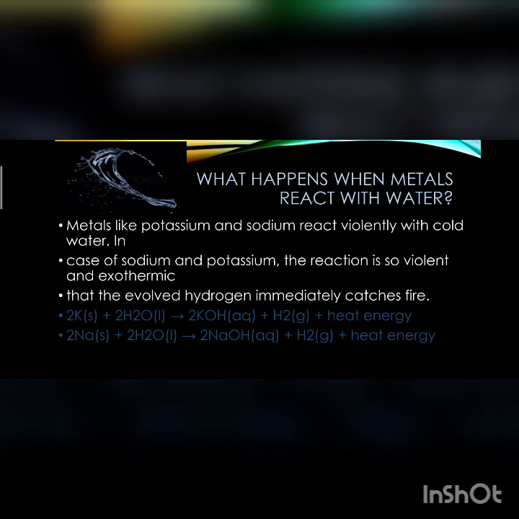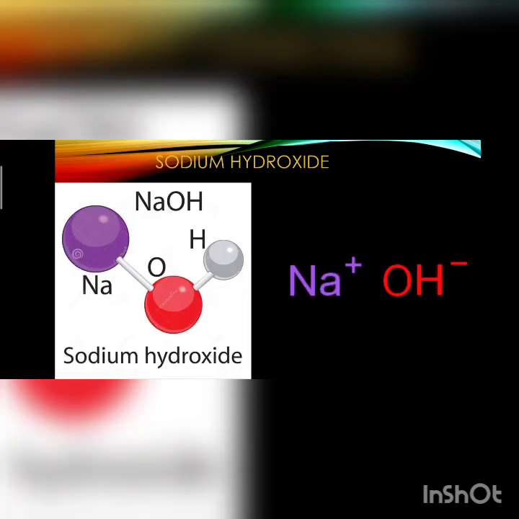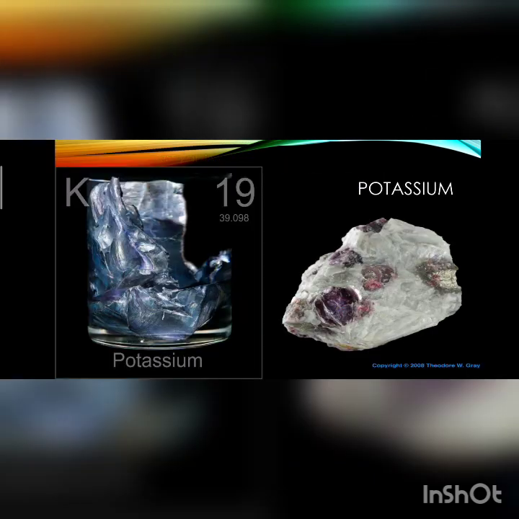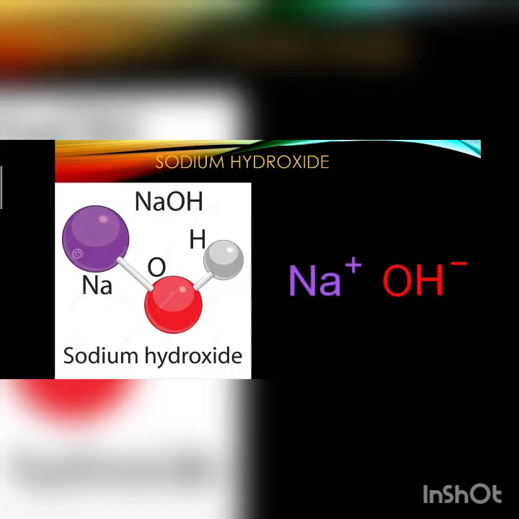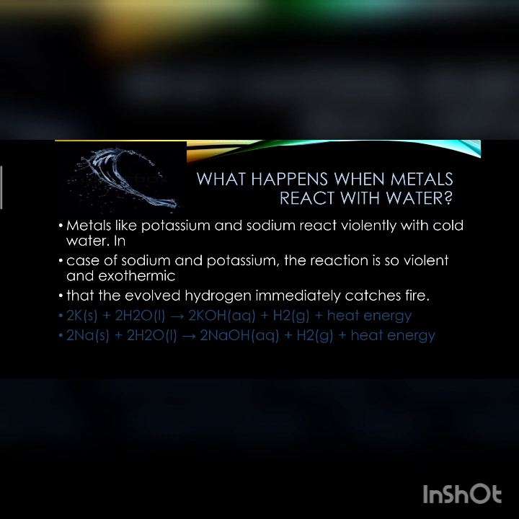Let's see about sodium and potassium first. Both these metals are highly reactive. So both of these metals react vigorously with water to form metal hydroxide and liberate hydrogen gas. This reaction is particularly highly exothermic, so it releases a huge amount of heat energy. This causes the hydrogen gas which is liberated to catch fire. We will see these reactions now.